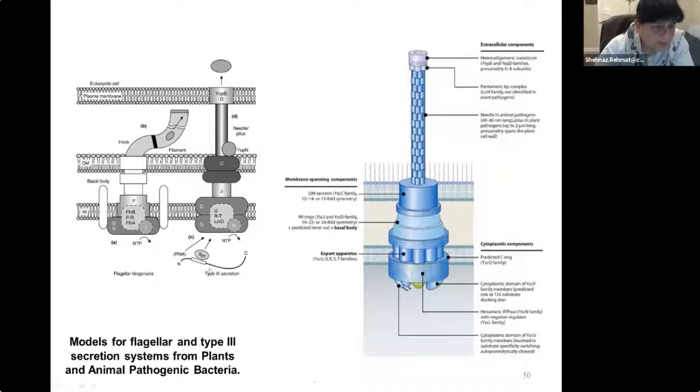And here is a comparison of the type 3 secretion system, which is, of course, the example of your Yersinia. YOP is always the Yersinia one. And this is a nice comparison also. So different figures from different sources telling you the same idea, that the flagella and the type 3 secretion system are quite similar in how they are laid out in gram-negative bacteria.